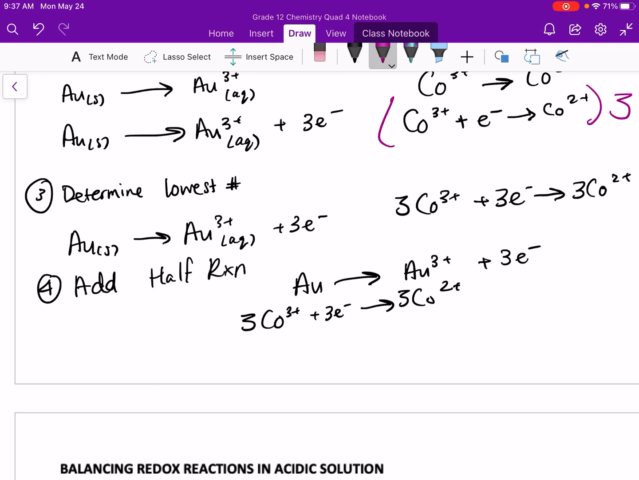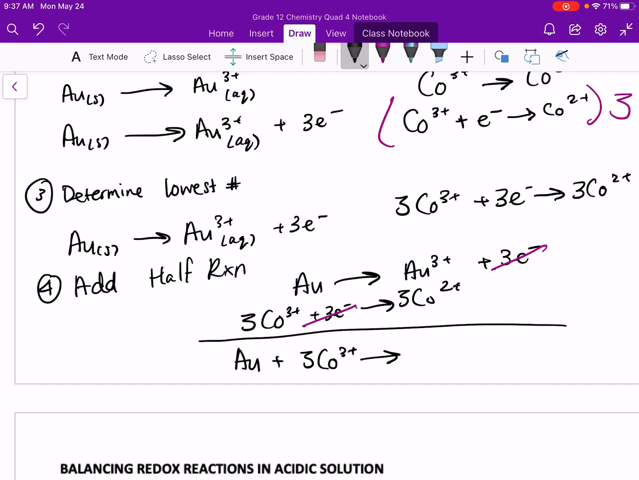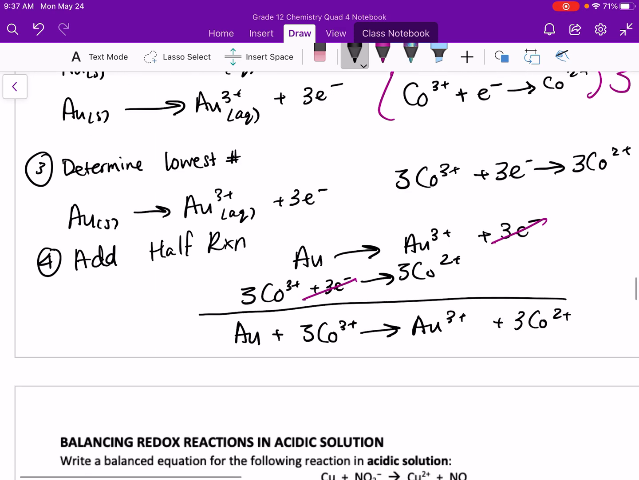I can see that I can cancel out my 3 electrons on both sides, leaving me with gold plus 3 cobalt 3+, gold 3+, and 3 cobalt 2+.